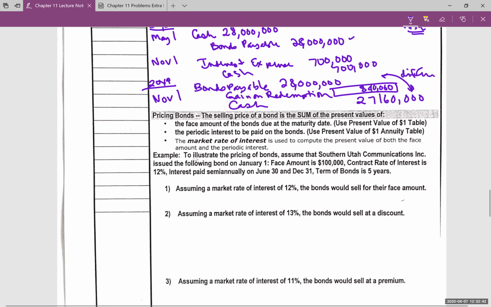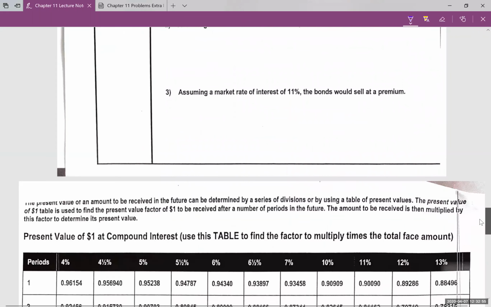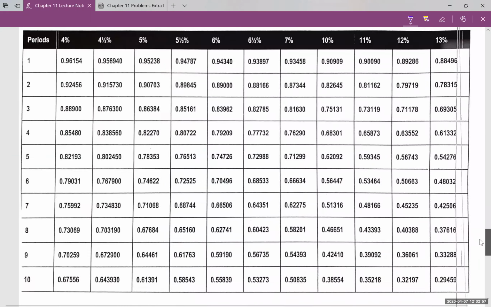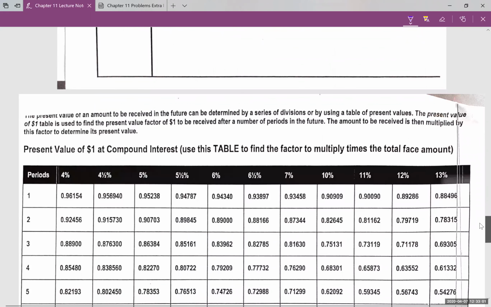The next part, pricing bonds, we're going to start using the tables. And when you get to the problems on the computer, there's links out to the tables, but here I have them attached. The two tables we're going to use, there's two different tables.